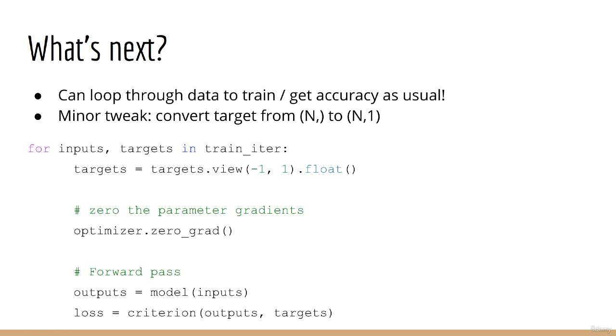One minor caveat is that the TorchText iterator gives us back a target that is only one-dimensional. We know that in PyTorch we like to have two-dimensional targets. So we can call the view function to convert each batch of targets from an n-length one-dimensional array to an n by 1 two-dimensional array.